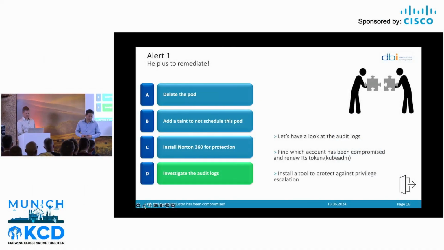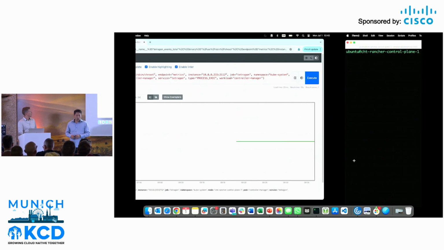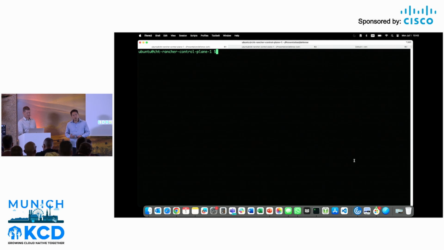Okay, let's investigate the audit logs. This is a good practice. In your infrastructure, you have to activate audit logs. You also want to choose the right granularity in your audit, because if you already touched this, you may know it's quite tough when you are doing audit. So we will check the audit logs first, and check which account has been compromised.